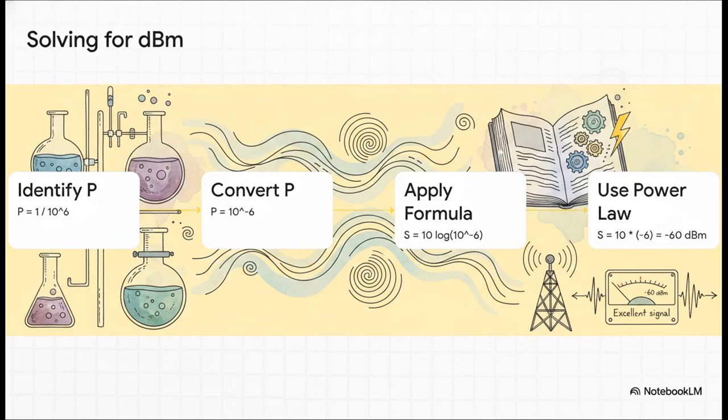So the crucial point is seeing how these laws cleanly solve for signal strength. Let's find the signal strength S when the signal power P is 1 over 10 to the 6th. Step 1. We convert that fraction into a negative exponent, which makes P equal to 10 to the negative 6th. Step 2. We plug that into our formula, so S equals 10 times the log of 10 to the negative 6. Step 3. We use that awesome third law, the power law, to drop that negative 6 right down to the front. We multiply 10 by negative 6, which cleanly gives us minus 60 dBm. That is an excellent signal, and we completely solved it just by trusting our log laws.